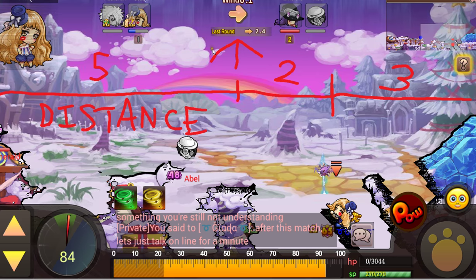There is 2.4 wind pushing against your shot. To deal with 2 wind, you lower your angle by 2. So your angle goes from 83 to 81. To deal with a 0.4 wind, you add 4 power. So your power is going from 95 to 99. So to hit this target, you have changed your angle from 90 to 83, down to 81 because of the wind, and added 4 power for the 0.4 wind.